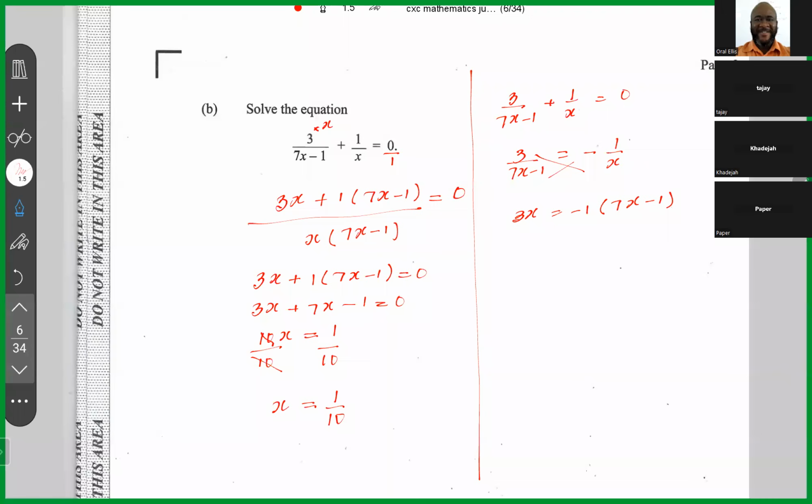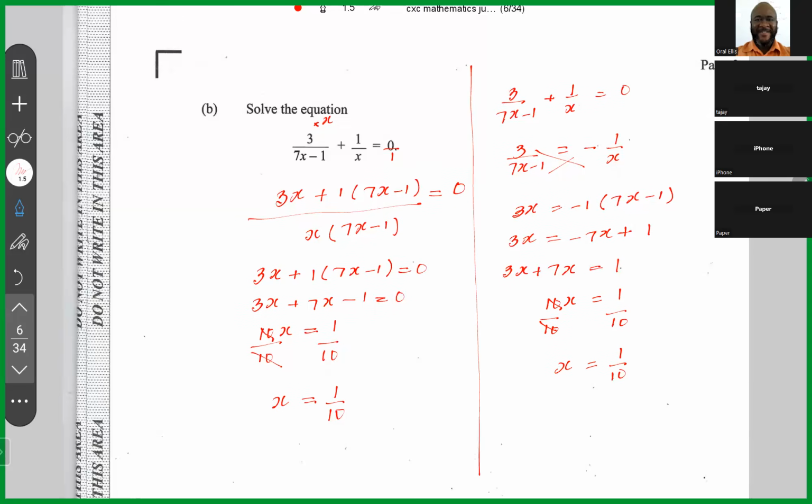Next, I'm going to put all x's on one side and all numbers on the other side. So negative 7x on the left goes over to the right and becomes positive. So I have 3x plus 7x is equal to 1. 3x plus 7x is 10x. 10x is equal to 1. Then I'm going to divide both sides by 10. And in both cases, the answer is x is equal to 1 over 10.